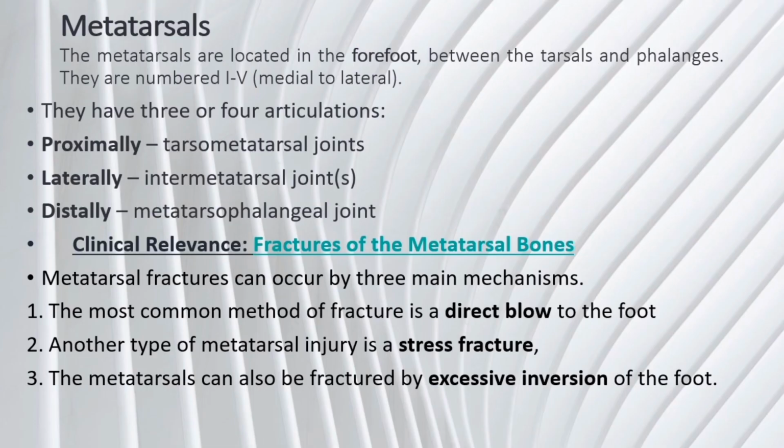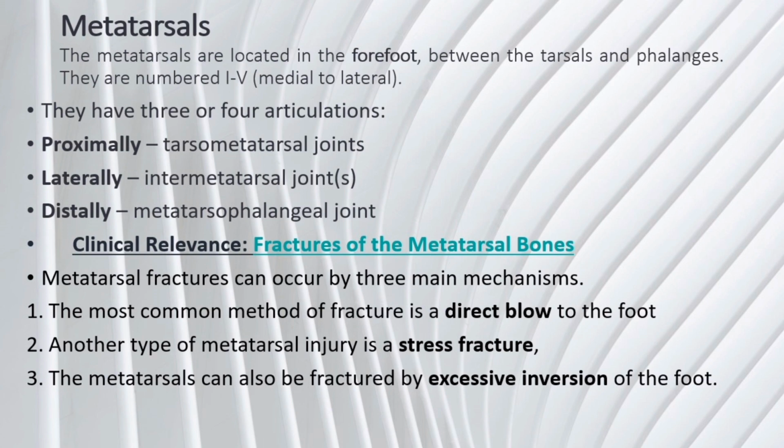Metatarsals. The metatarsals are located in the forefoot, between the tarsals and phalanges. They are numbered I to V, medial to lateral. Each metatarsal has a similar structure. They are convex dorsally and consist of a head, neck, shaft, and base, distal to proximal. They have 3 or 4 articulations. Proximally, tarsometatarsal joints, between the metatarsal bases and the tarsal bones. Laterally, intermetatarsal joints, between the metatarsal and the adjacent metatarsals. Distally, metatarsophalangeal joint, between the metatarsal head and the proximal phalanx.